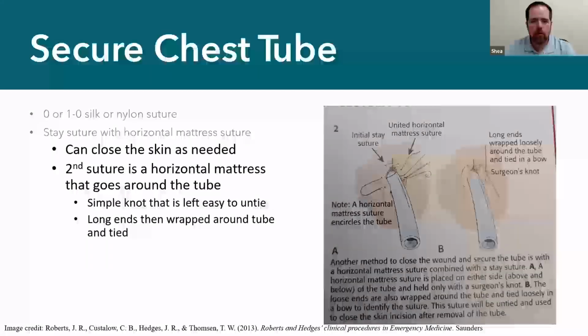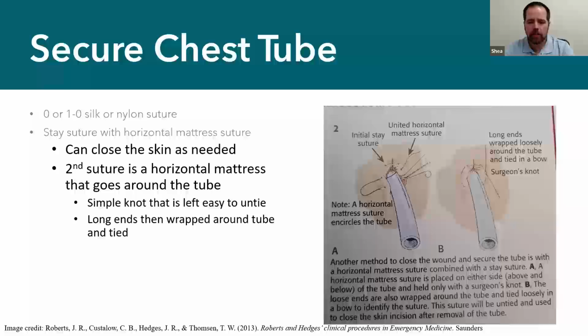The other option, which I'm more of a fan of, is the horizontal mattress. You can still do that initial suture at the top to close that dead space. This horizontal mattress suture actually goes around the chest tube. As you can see in this picture, you enter on the right, you go above the chest tube, and then you enter below the chest tube. It holds the tube in place, and it's also going to be used as the stitch that closes the skin when they pull the chest tube out. So it has two functions.